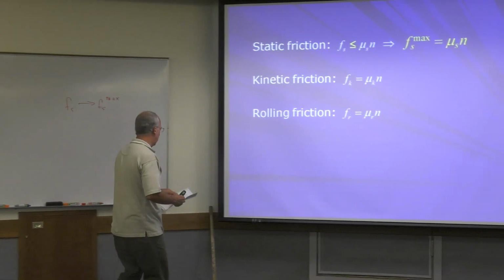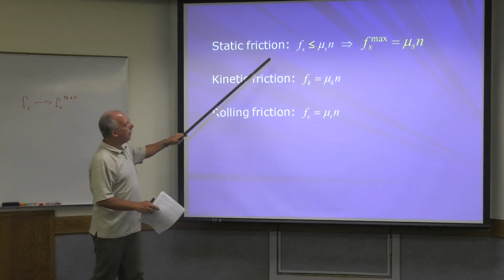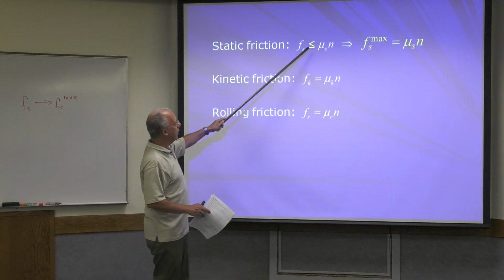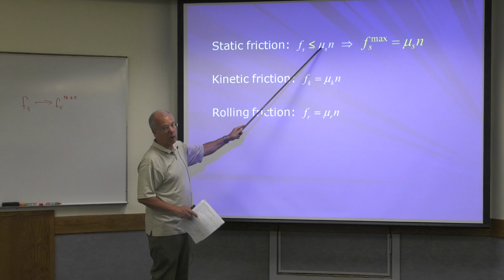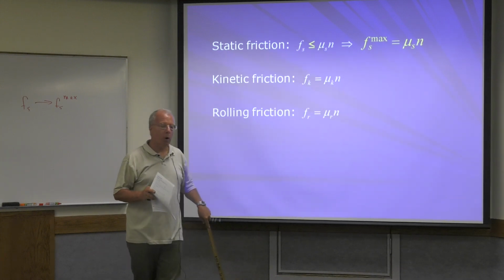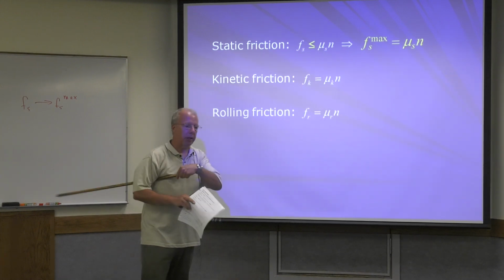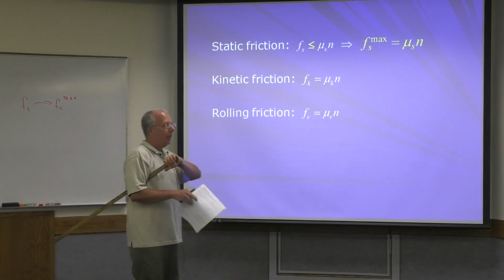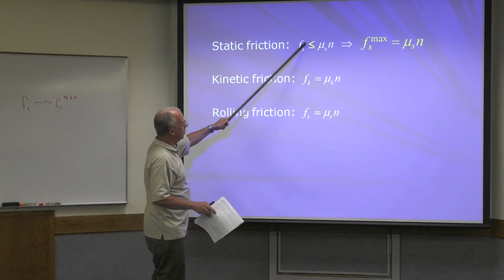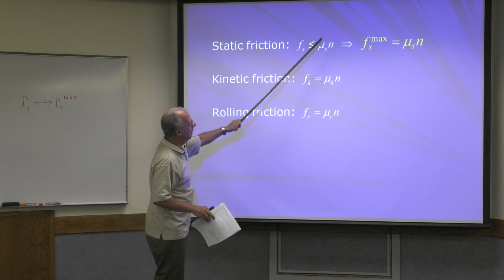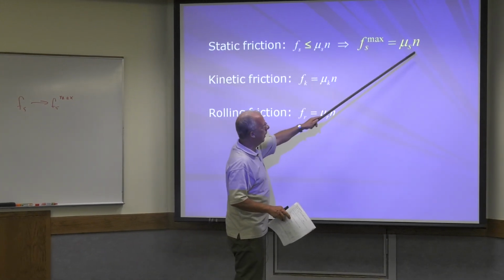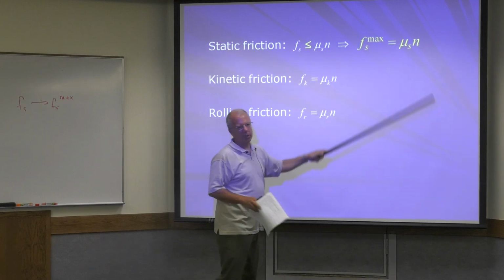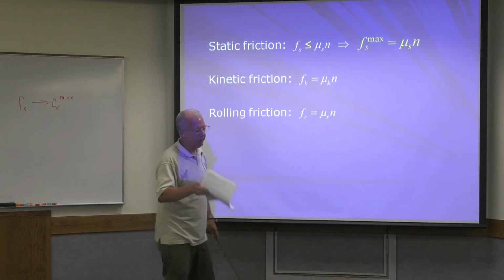Okay, static friction. The static frictional force is less than or equal to mu Sn. So you notice there's a subscript on the mu as well, because the coefficient of friction depends on whether the thing is stationary or moving. Right? So Fs is less than or equal to mu Sn, and Fs max, the maximum static friction, equals mu Sn. This is the one that we use most of the time. The vast majority of the time.